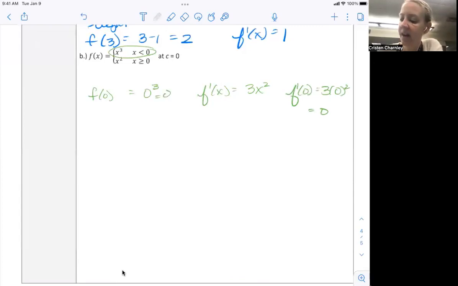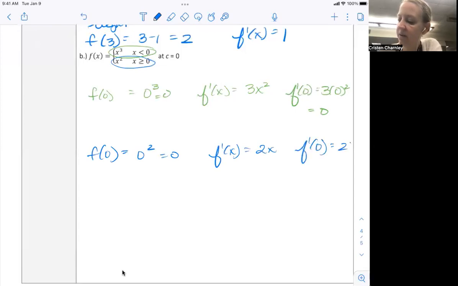Then if I try the right-hand side, f of 0 on the right is 0 squared, which is equal to 0. F prime of x is equal to 2x, and f prime of 0 is equal to 2 times 0, which is 0. So lots of zeros all over the place. But what do they really mean? Because these two are the same, it's continuous. And then because these two derivatives are the same, it's differentiable.